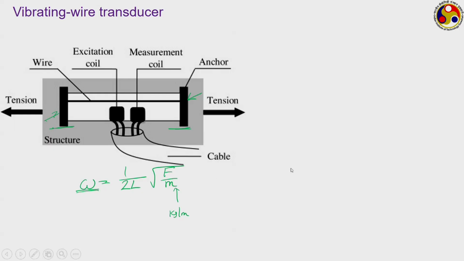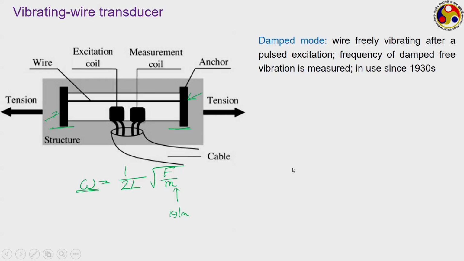These vibrating wire transducers can operate in two modes. One is a damped mode, where the wire is allowed to freely vibrate when that is being subjected to a pulsed excitation, that is there is a force application for a small instance of time, and then there is no force, but the wire keeps on vibrating freely with its own natural frequency. The frequency of the damped free vibration is measured. It is the older of the modes and in use since 1930s.